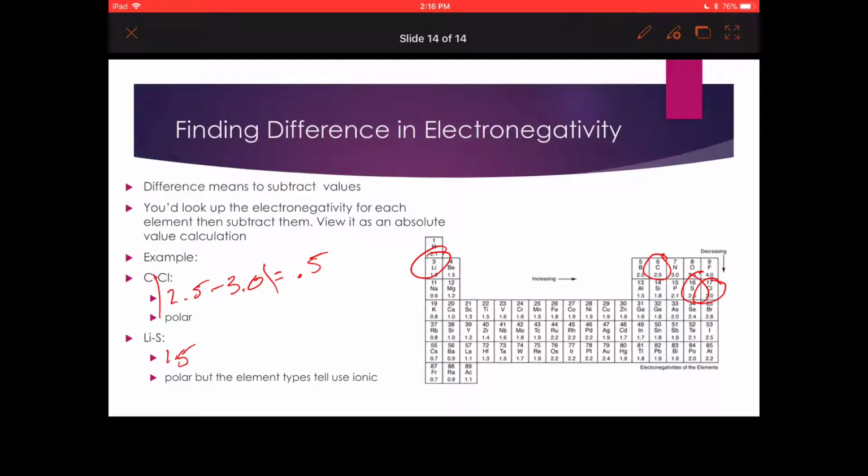Right? So that is the end of chemical bonding. In the next videos, you'll be taking a look at ionic compounds.